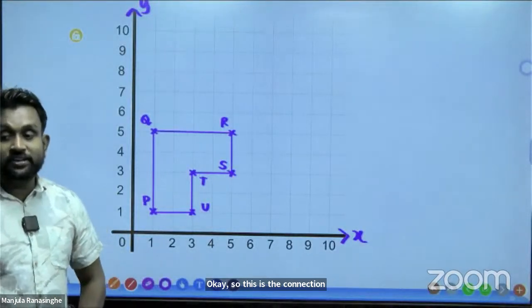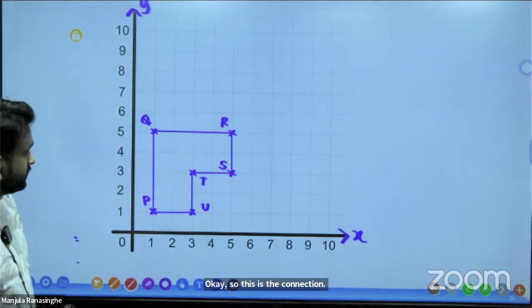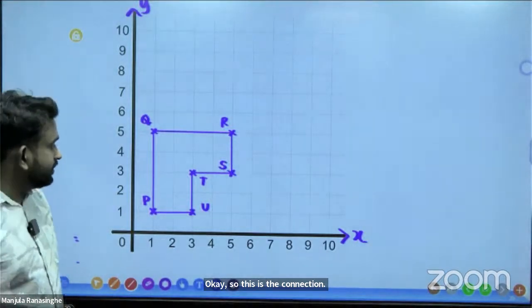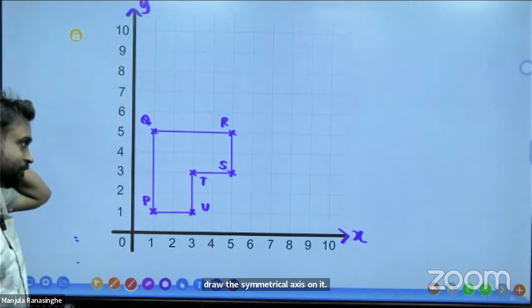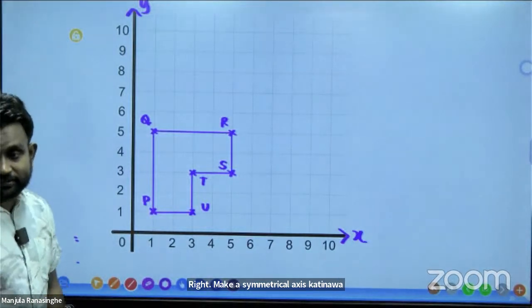So draw the symmetrical axis on it. Right, make a symmetrical axis. Right, draw the symmetrical axis on it.